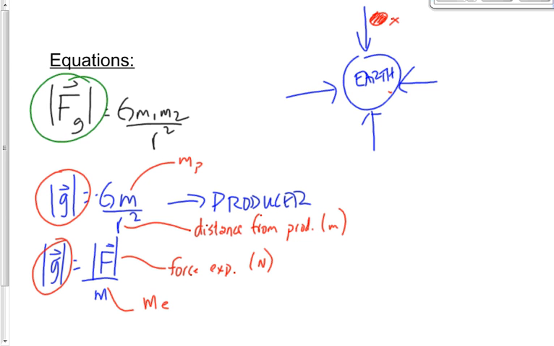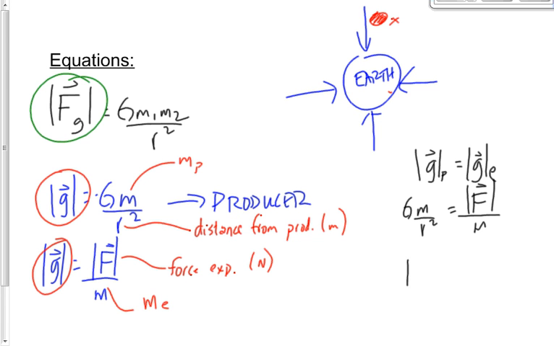If that's the case, then there's no reason why we can't set those two equal to each other. We don't very often do that, but we can. The field caused by the producer is equal to the field experienced by the experiencer. Hey, let's sub in an equation here. G M over r squared is equal to F over m. Let's rearrange this. Solve for F. It becomes G times M m, one of these masses is the mass of the producer, one's the mass of the experiencer, divided by r squared. You recognize that?